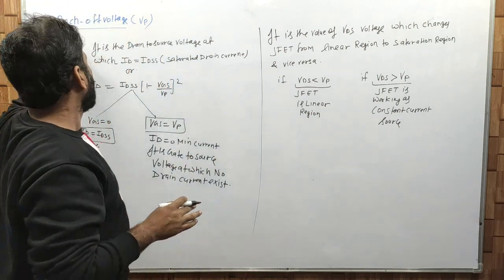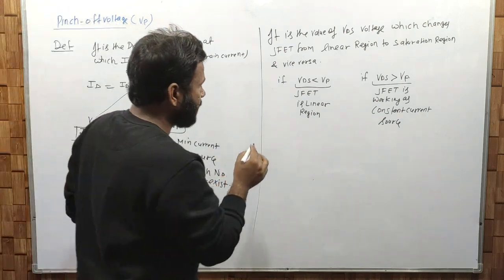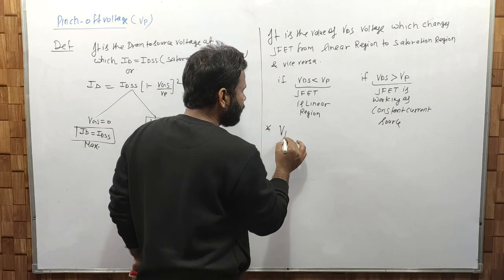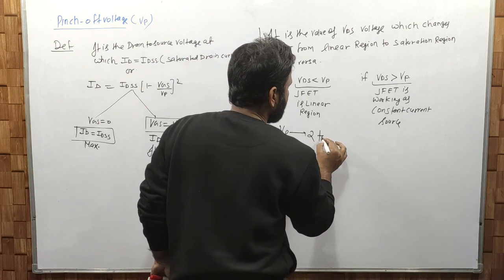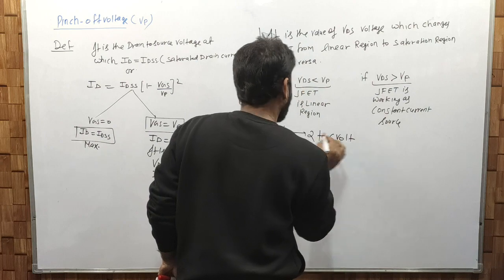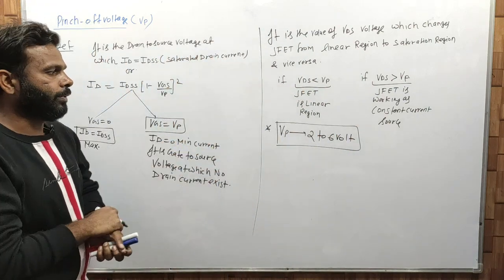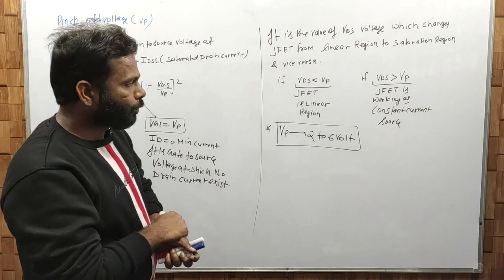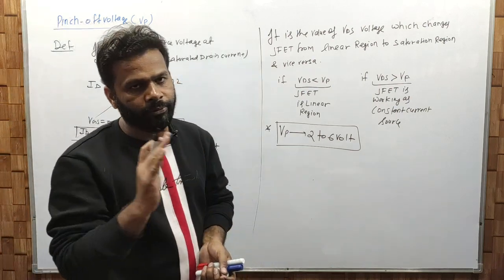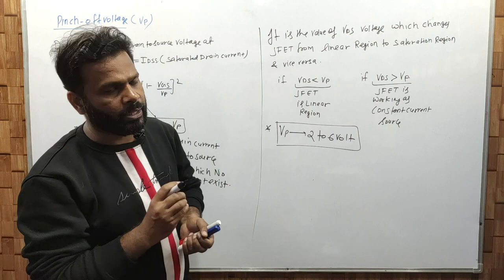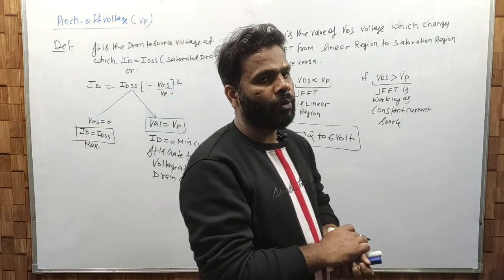I hope the pinch-off voltage is clear now. Now the next point in this: the range of VP is 2 to 6 volt. So for a field effect transistor the pinch-off voltage is in the 2 to 6 volt range. So I hope the output characteristics and the pinch-off voltage are clear.